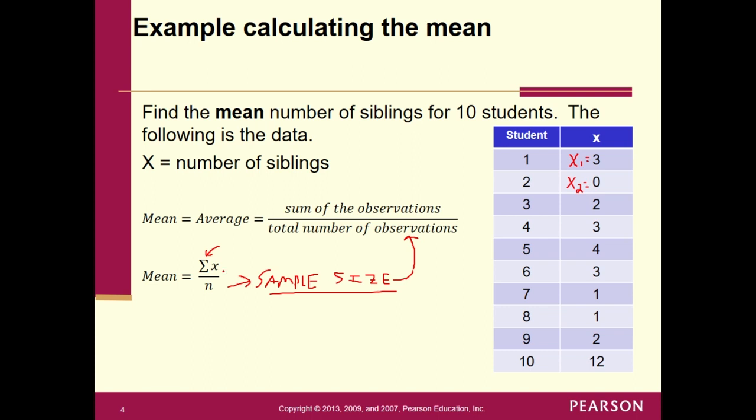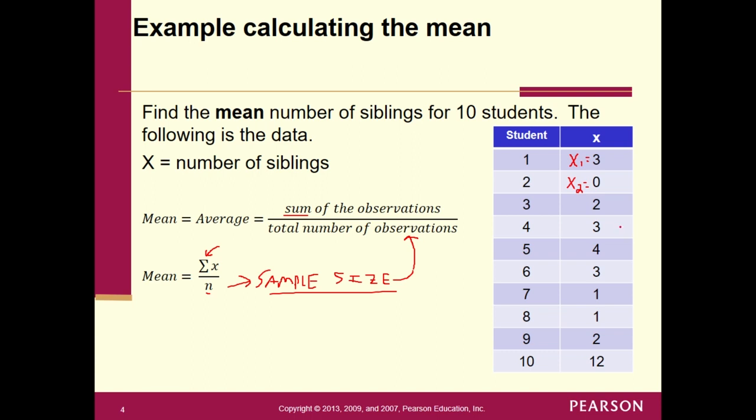Okay, X stands for the values of our variable. The summation sign stands for, in mathematics, to add or sum something, and N is our sample size. How many people did we ask? Or how many things did we sample? Our sample size. All right, so let's do the actual calculation.